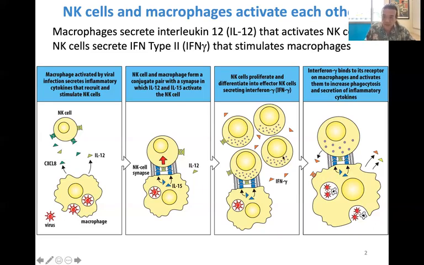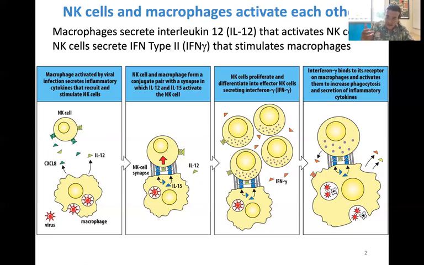And interferon gamma is the natural killer cell responding or talking back to the macrophage. So you can see here, this natural killer cell stuck around here and is sending interferon gamma. And the macrophage has the orange receptor for interferon gamma. That's what triggers the macrophage to kind of really start ramping up its activity.